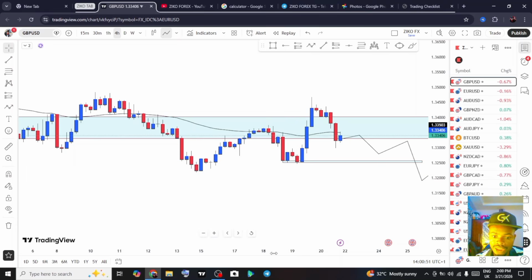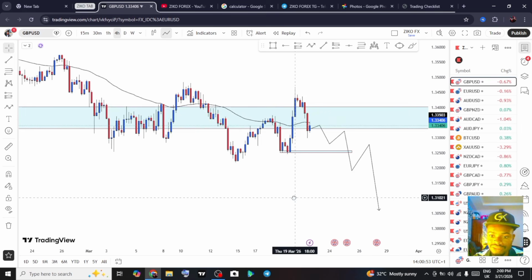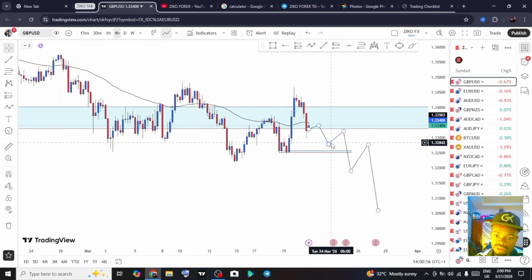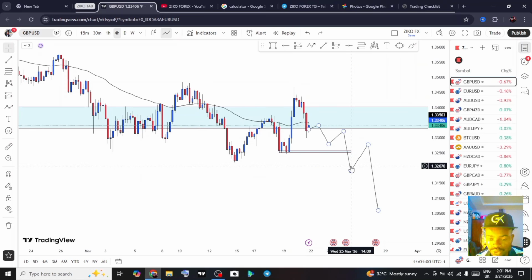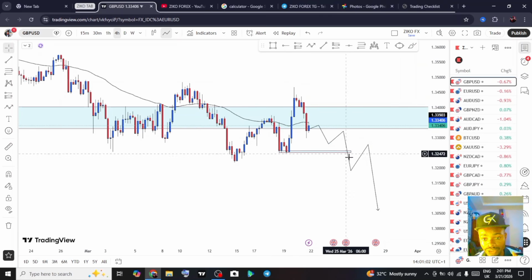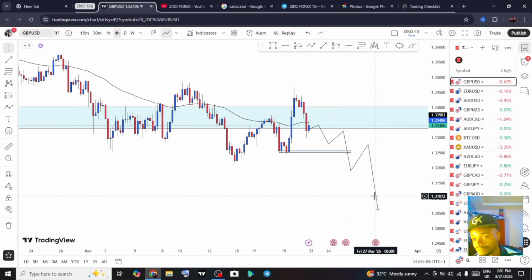So now, here is my game plan for this market. I need price to pretty much do what price will do and break under this low. Once we break under this low, I'll start paying attention to the 1 hour time frame for the entries, for the break, retest, and engulfing to sell this market eventually. So this is my first pair for this week.